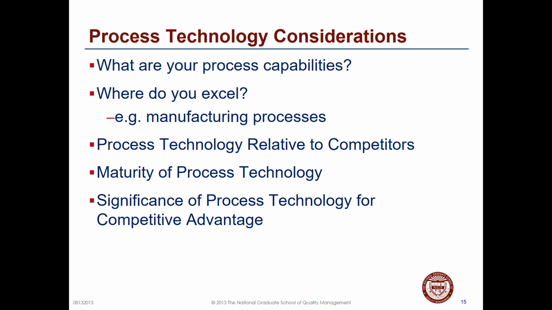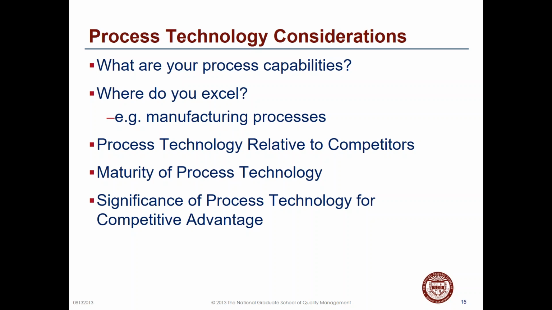And then understand what you excel in, right? What are yours and your supplier's core competencies? What are your key manufacturing processes? And then understand your process technology as it relates to your competitors, right? If your competitors are way ahead of you, maybe you should just outsource that piece of it. And then know the maturity of your process technology. We're going to talk a little about that next week, but understand the maturity of where you're at in your processes, right? And that again requires collaboration with your suppliers, doing benchmarking and understanding those best practices.